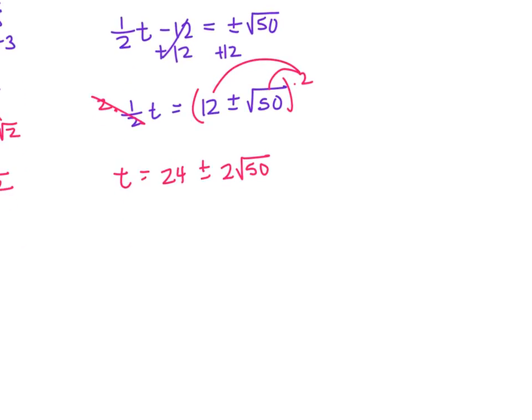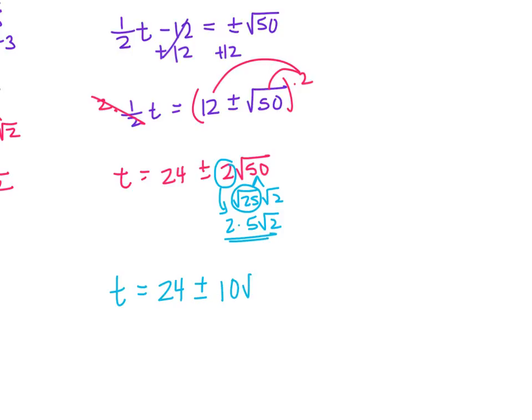The only thing we have to look at is if there's anything we have to simplify within our answer, and we do have the square root of 50. So let's go ahead and reduce that. We know that 25 fits in twice. And the square root of 25 is 5, but remember this 2 that was out front? That gets multiplied out front with the 5. So in the end, t is equal to 24 plus or minus, and then this becomes 10 square roots of 2.